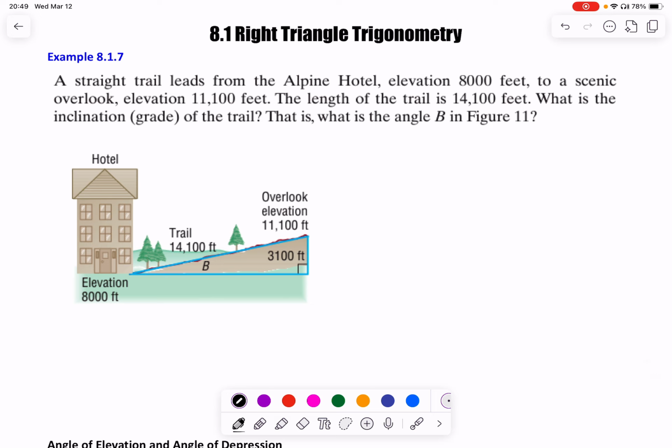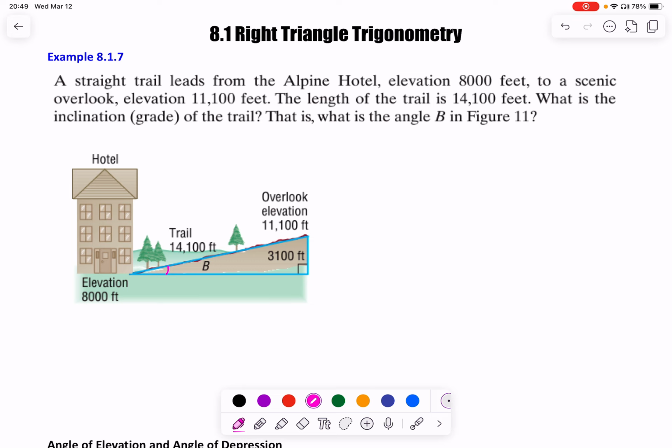So the next example: we have a trail that leads up from the Alpine Hotel at an elevation of 8,000 feet to a scenic overlook, which has an elevation of 11,100 feet. We know the length of the trail is 14,100 feet, and we want to find the inclination, or sometimes called the grade, of the trail. Okay, and what that means is we want to find this angle, right?